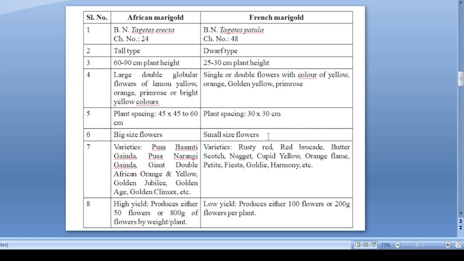Here the spacing is also less, flower size is also less, and these are the Cupidello, Orange Flame, Festa, Harmony. These are some of the varieties, and the yield of 200 gram we can expect per plant. So this is the main important thing under marigold crop.